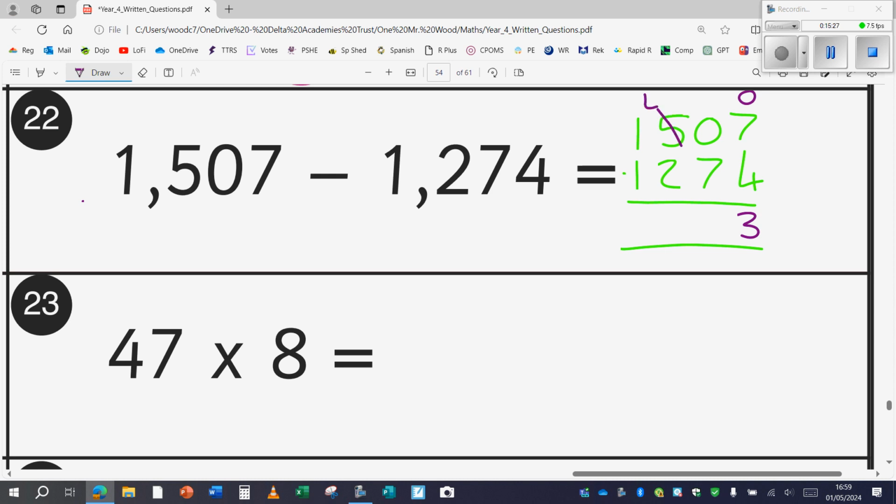So I steal from a next door neighbor. I steal 100 and plop it next door. So now I've got 10 take away 7, which does work. And that gives me a 3. So now I've got 4 take away 2, which I can do very easily. And I've got 1 take away 1. So my answer is 233.